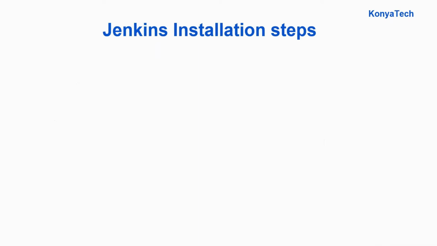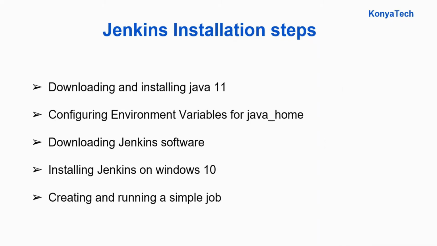So these are the few steps you need to follow for the installation. First, we need Java 11, and in the second step we have to configure the environment variables for Java Home, and we have to download the latest Jenkins software. Then we plan to install that software on Windows 10, and at the end we will be creating and running a simple job for verification of our installation.